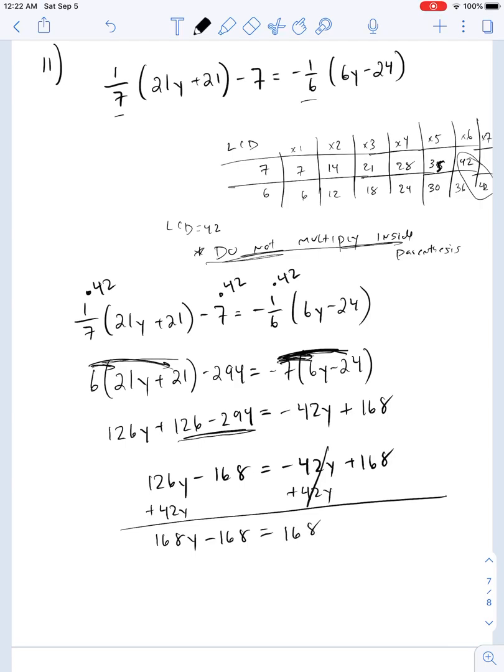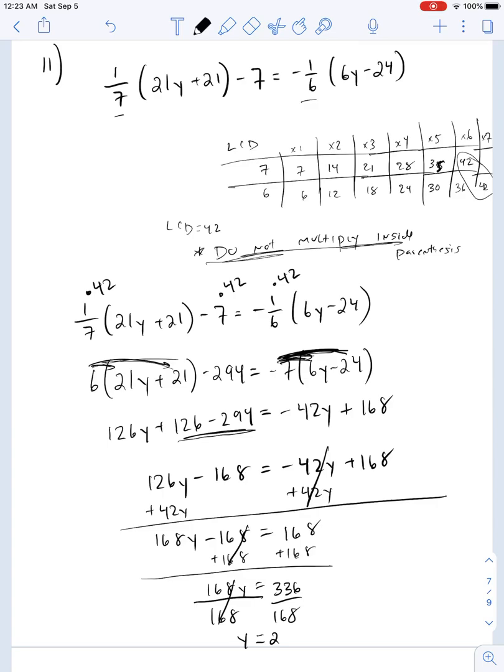So we have a whole bunch of 168s here. But this is our y. So we need to get rid of this and that. We get rid of this first. So we add 168 to both sides. That cancels. We're left with 168y equals. Well, now we do 168 plus 168. That gives us 336. And then our last step would be just to divide both sides by 168. And we get an answer of 2.